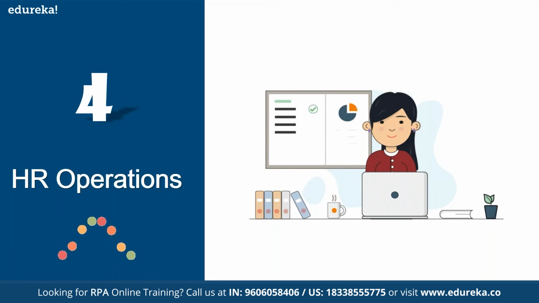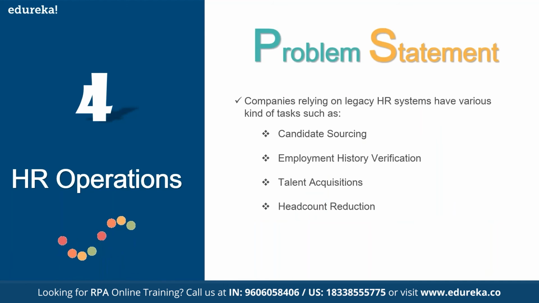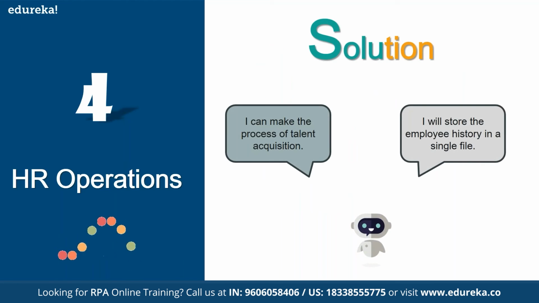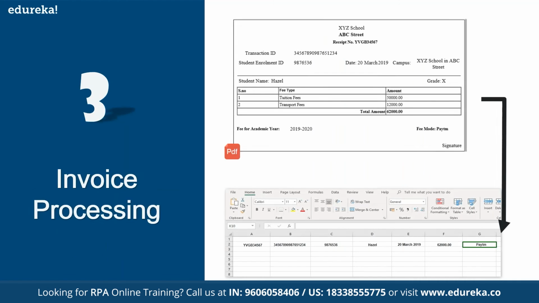Next, all the HR operations. What are the different HR operations that generally take place in an organization? Candidate sourcing, employee history verification, talent acquisition, headcount reduction. All these are HR operations that generally take place in each and every organization, and your RPA can be used in that case. How? It can process the talent acquisition process, business process, the hiring process. Your bot can be used in the hiring process, and it can maintain the employee's history data wherever you want. So that is one of the other projects that can be implemented.